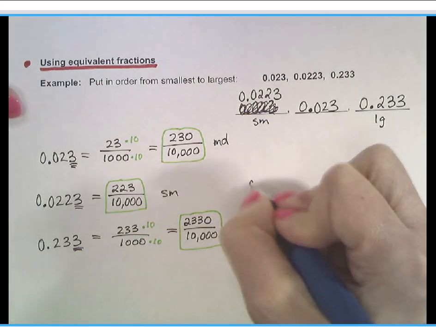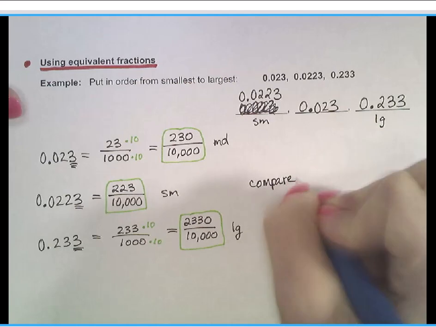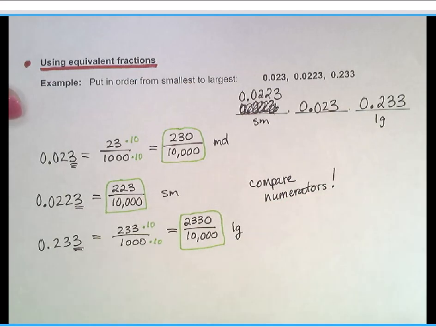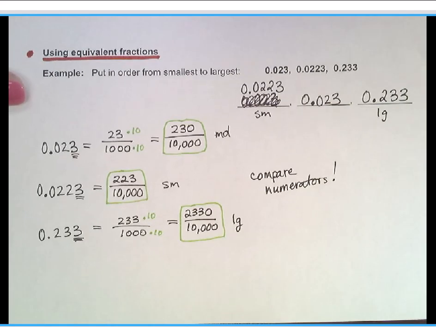Just compare the numerators, and you'll have it. So that's how you can order decimals, by actually changing them into fraction language and then ordering them how we ordered fractions before. Either method works.